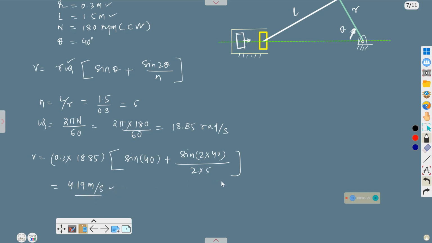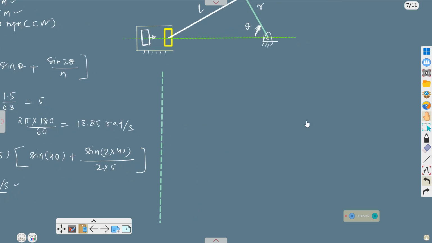Okay, so after calculating the value of velocity, we can calculate the value of acceleration, and the formula for finding the value of acceleration, let me write it down. For finding the value of acceleration, we can use this particular formula, where a will be equal to r omega square times (cos theta plus cos 2 theta divided by n), right?